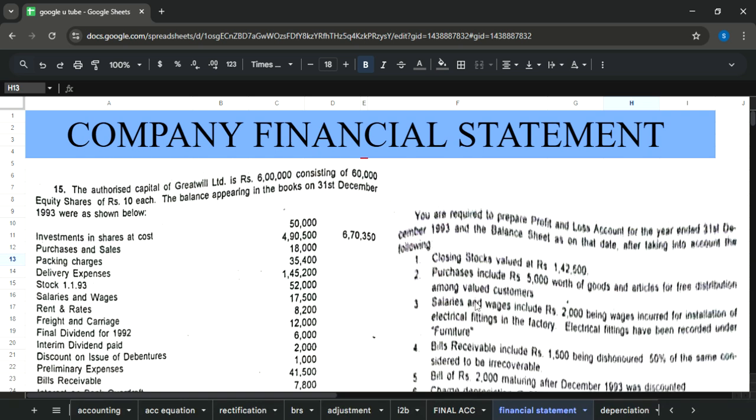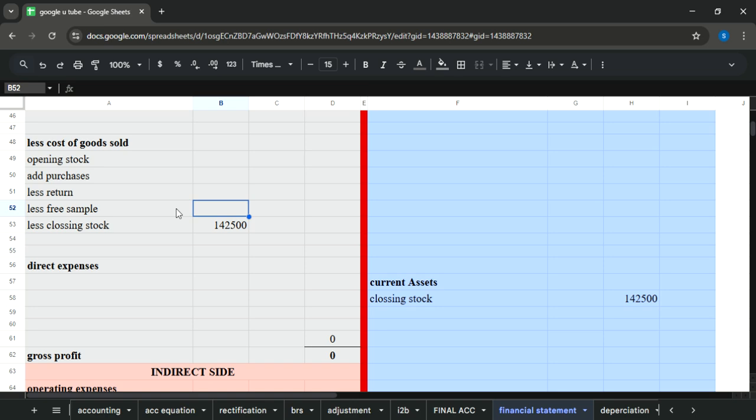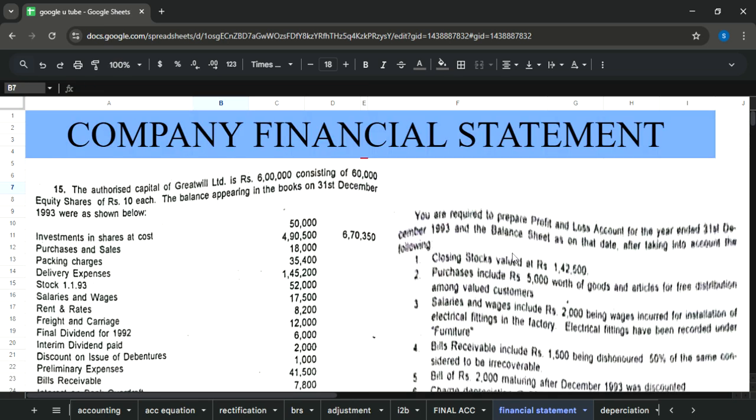Now the second: purchases include 5,000 of goods, articles for free distribution. The free distribution journal entry we are well familiar with: free samples to purchases. That means purchases are decreasing. According to the journal entry and concept-wise, when you give your commodities, goods and merchandise to someone, purchases or raw material would be decreased. Here we will mention it as free sample. The amount of free sample is 5,000, as mentioned over here.